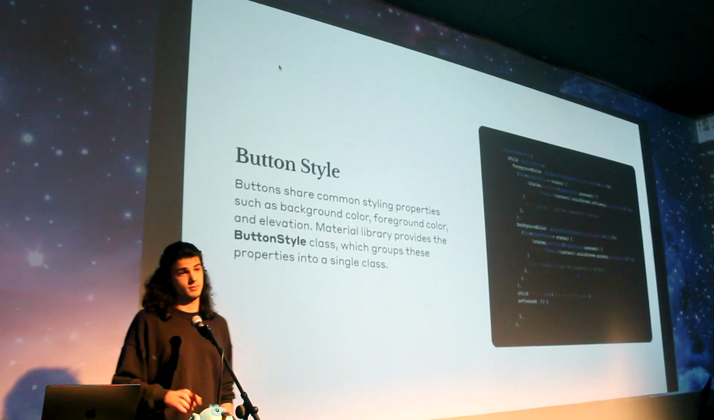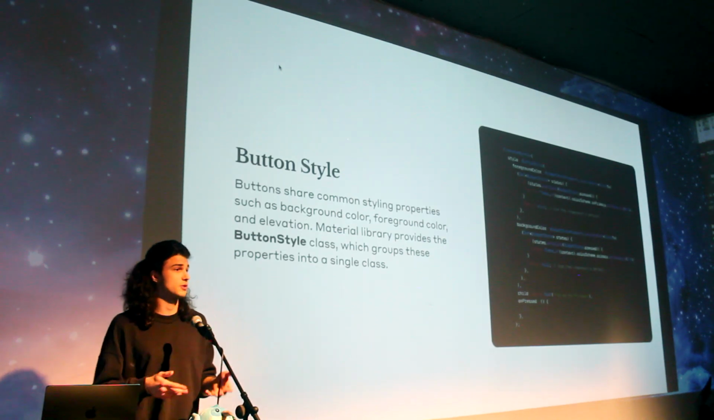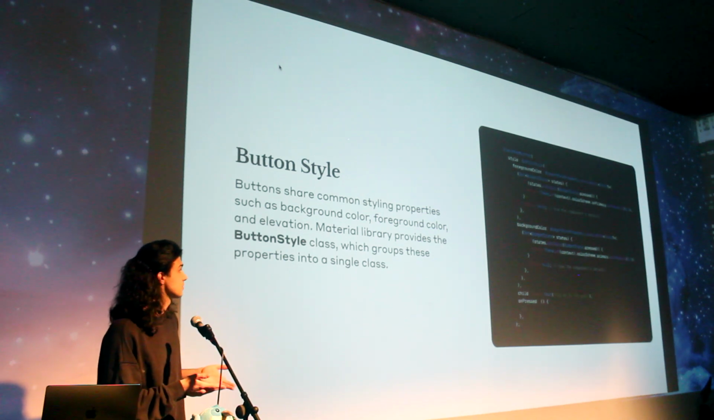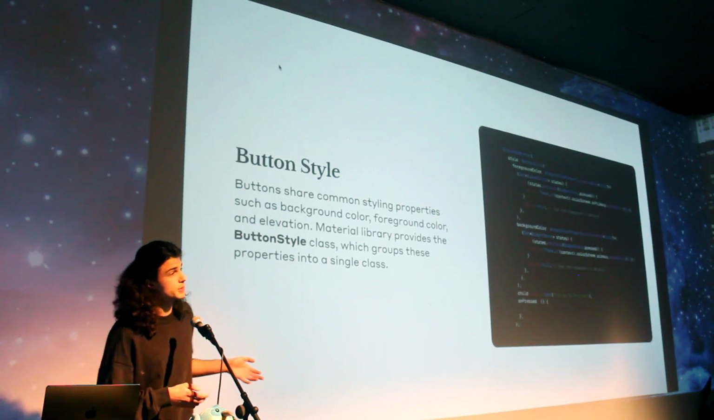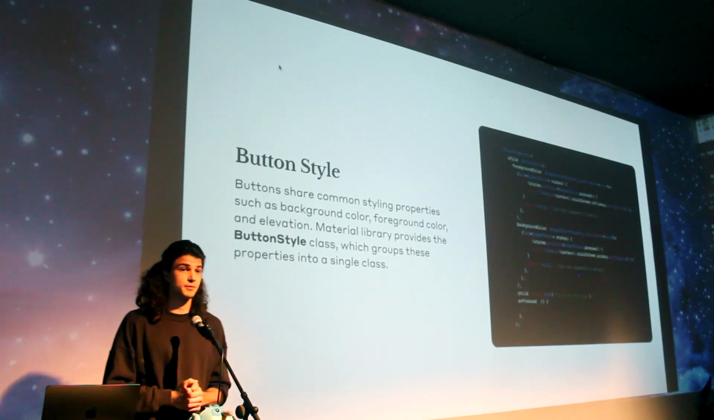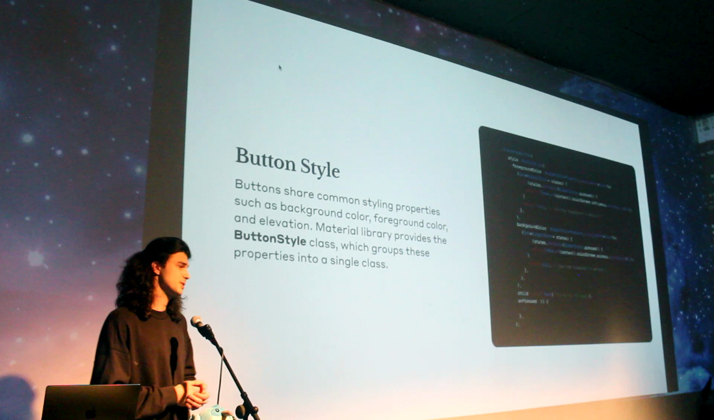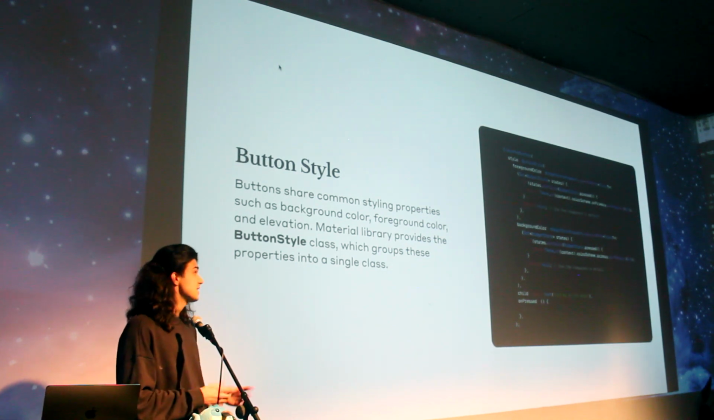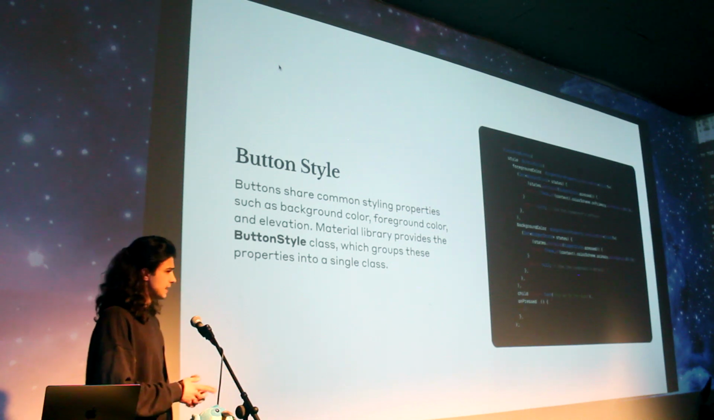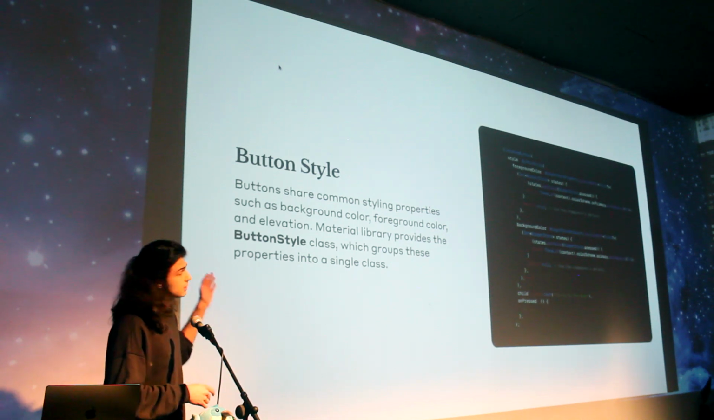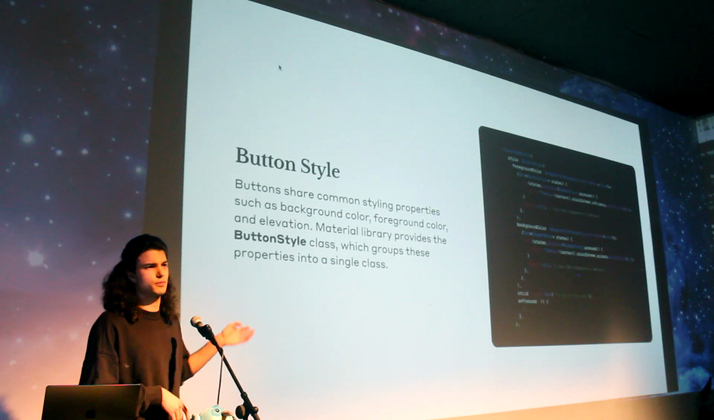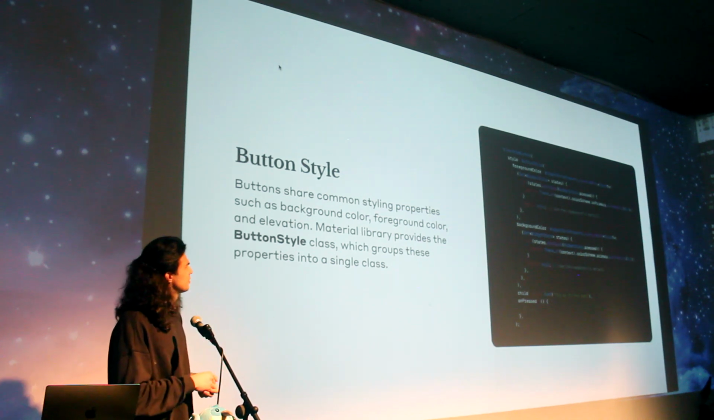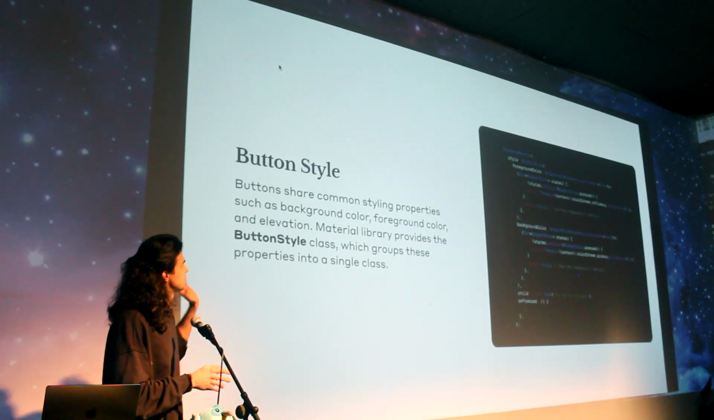So what do all buttons share? Their properties. Apart from being buttons, they share some properties. All buttons have background color, foreground color, size, shape, maybe elevation, text style, and all of those things. And Flutter provides a class that is called ButtonStyle. I believe most of you have worked with it when you needed to customize a text button or any other button that Material has.